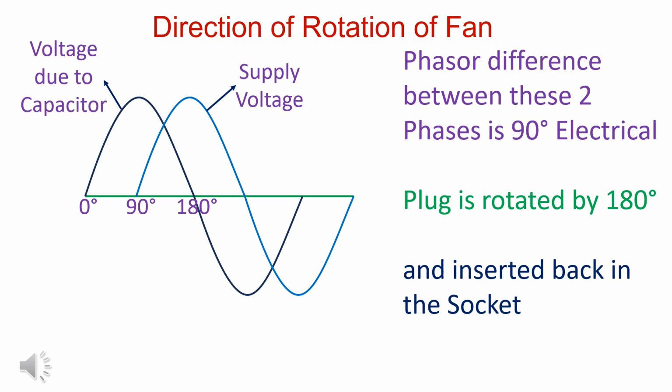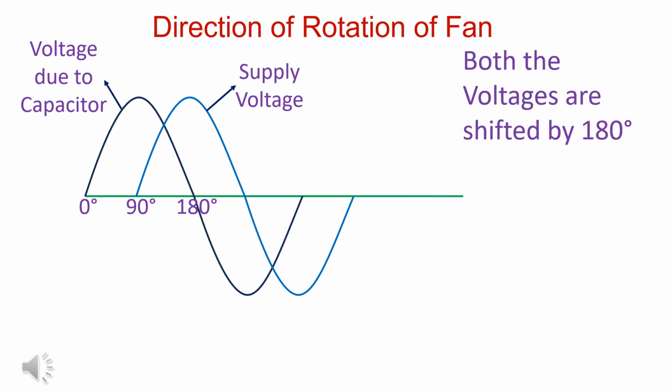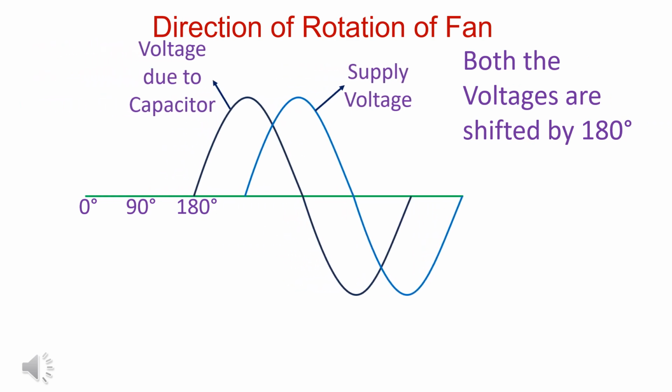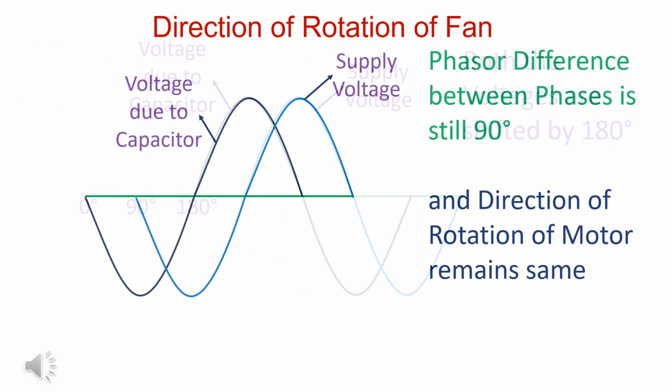The plug is rotated by 180 degrees and inserted back in the socket. Both the voltages are shifted by 180 degrees. The phasor difference between phases is still 90 degrees and the direction of rotation of the motor remains the same.